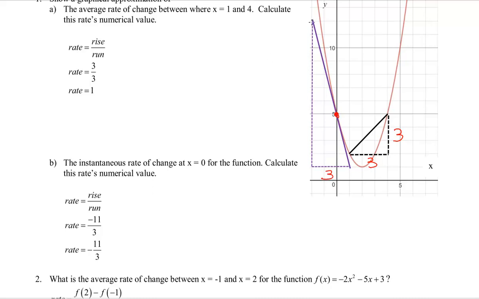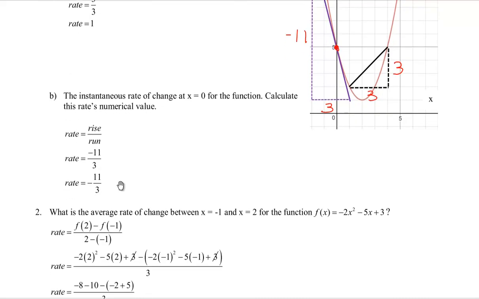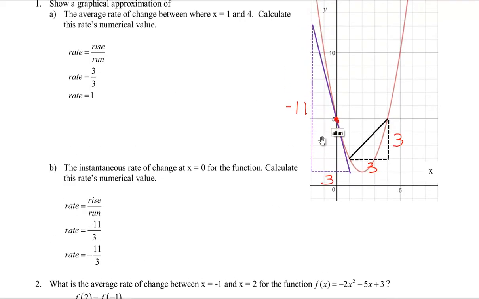And if you count down here, this is going down 11. This point here is actually at 12, and this is at 1, so from 12 down to 1 it's gone down 11. So the rise is negative 11, the run is 3, so the rate would be a negative 11 thirds. I'll just write the negative out front. That's a more accepted way to write this fraction than leaving the negative on the top. So the rate's negative 11 thirds. That's the instantaneous rate at that point.